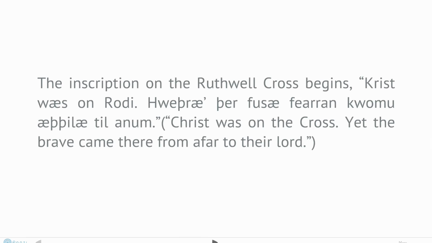This is actually written in Old English. So the Ruthwell Cross begins, "Christus on the Rood, hefre perfusum farum quanum appelle to anum." Christ was on the cross, yet the brave came there from afar to their Lord. So yes, this is the beginning of English literature, but doesn't look very much like English in some respects. In many ways it looks more like High German, and there are certainly strong family resemblances there for that reason.